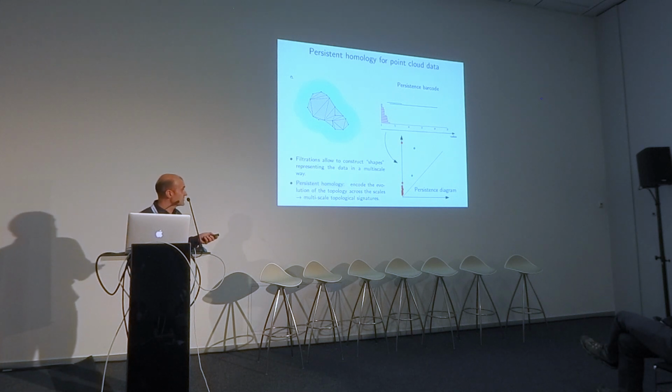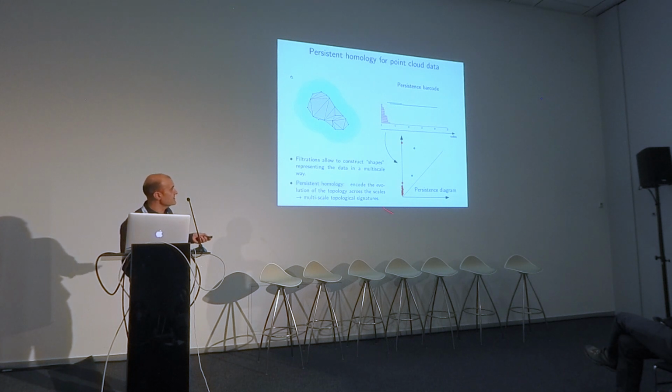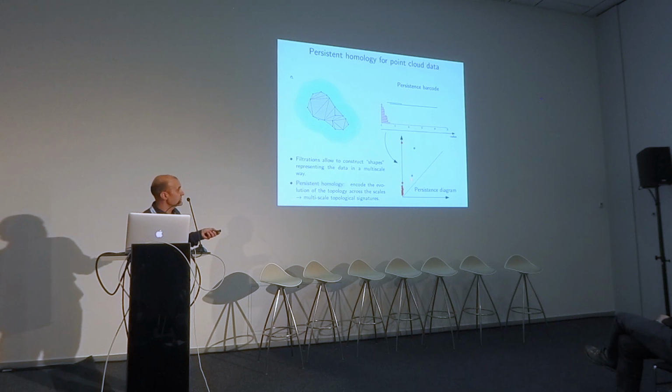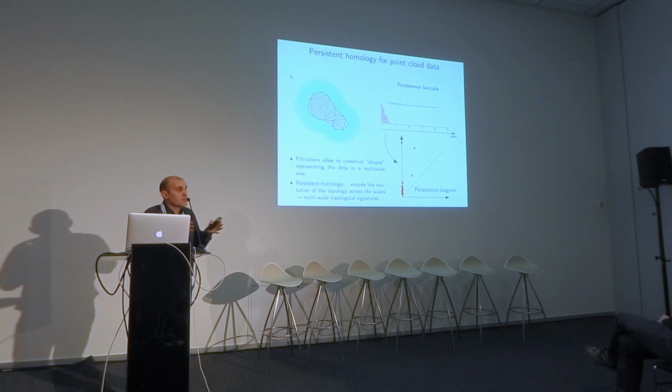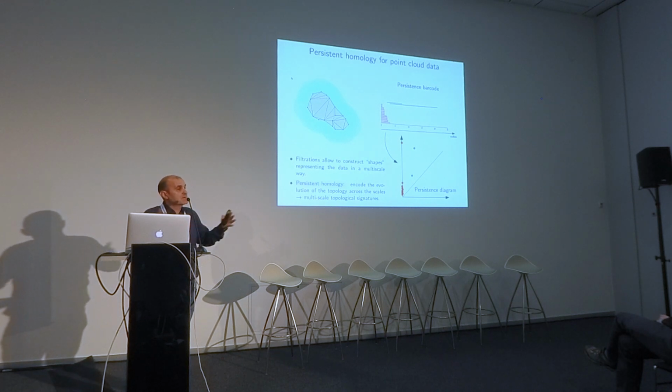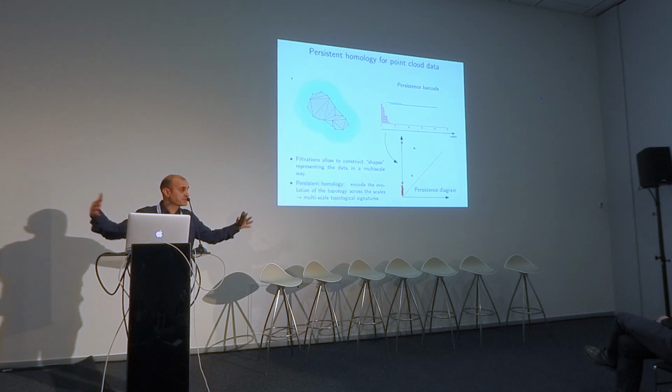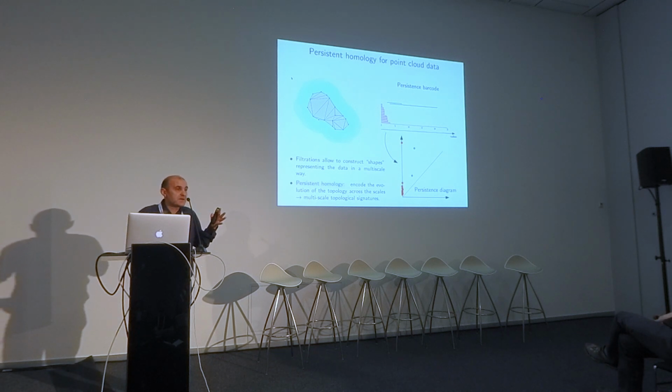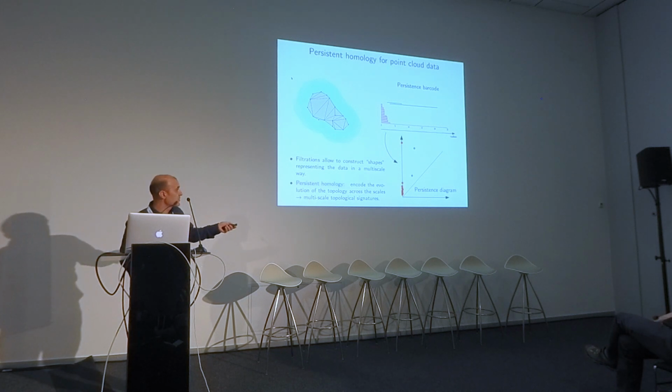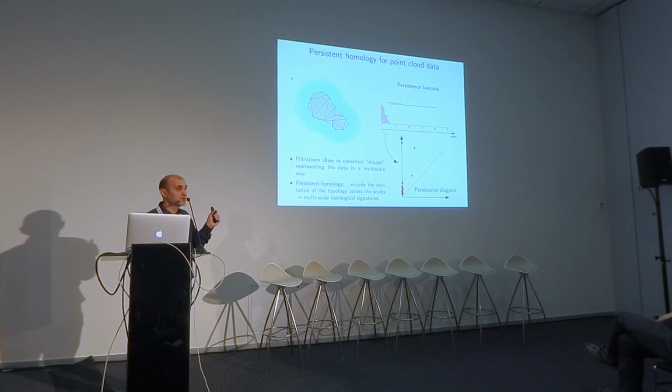Okay. And this is something that you can, in many cases, interpret in the sense that the farther a point is from the diagonal, or the longer a bar is, the longer it corresponds to a topological feature in the filtration, in the nested family of spaces you have built on top of your data set. And the longer the bar is, the longer you see this feature along the filtration, and the closer it is to the diagonal, the shorter it is.